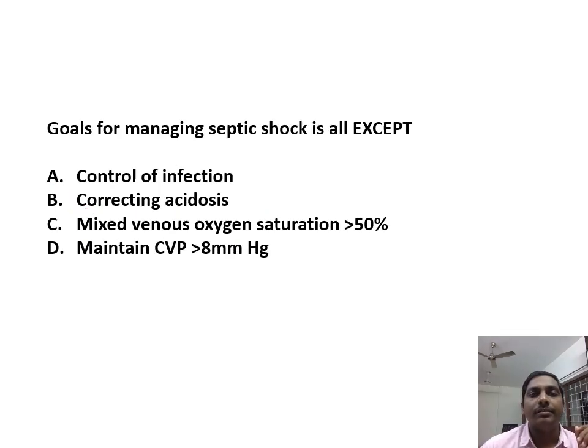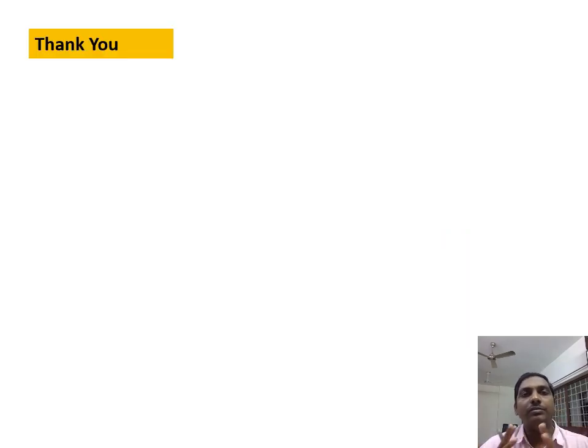Goals for managing septic shock is all except, ideally you should control the infection, you should correct acidosis, maintain the CVP, but the mixed venous oxygen saturation should be more than 70% and not in the normal range. So with this I conclude this. In the next video we will discuss the hemorrhage and blood transfusion.